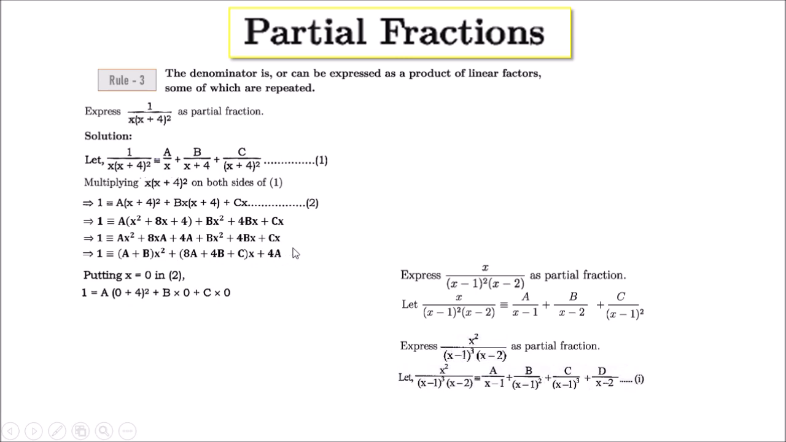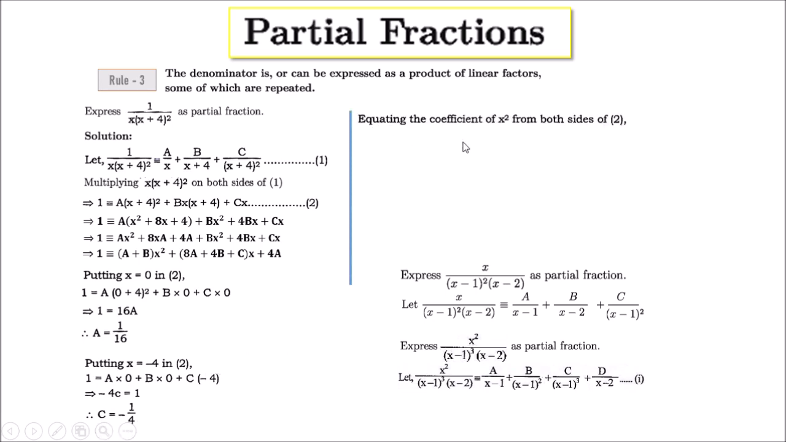So putting x equal to 0 in 2, 1 equals a into (0 plus 4) whole square plus b into 0 plus c into 0. Here the values of these are 0, so 1 equals 16a, that is a equals 1 by 16. Similarly, if we put x equal to minus 4, then x plus 4 equals 0, but we cannot use this one because of the whole square. So for these two alphabets we can find out for two different factors, one is x, another is x plus 4. We just understood how to find x equal to 0 and x equal to minus 4. So a equals 1 by 16, c equals 1 by 4, we got.